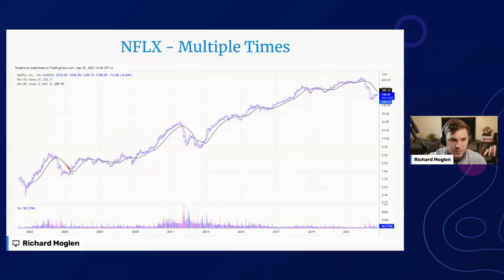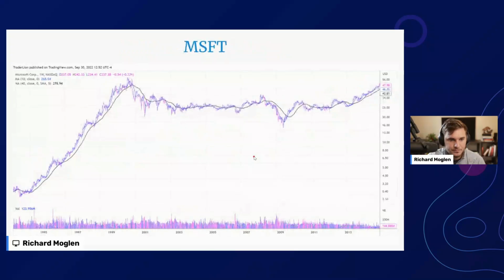But still during these stage 4s, we've gone down 60, 70, 80%. And this time is no different. And we just have to wait for that next uptrend and for the market to agree that Netflix is still a good company. It remains to be seen, basically, if that will happen once again.